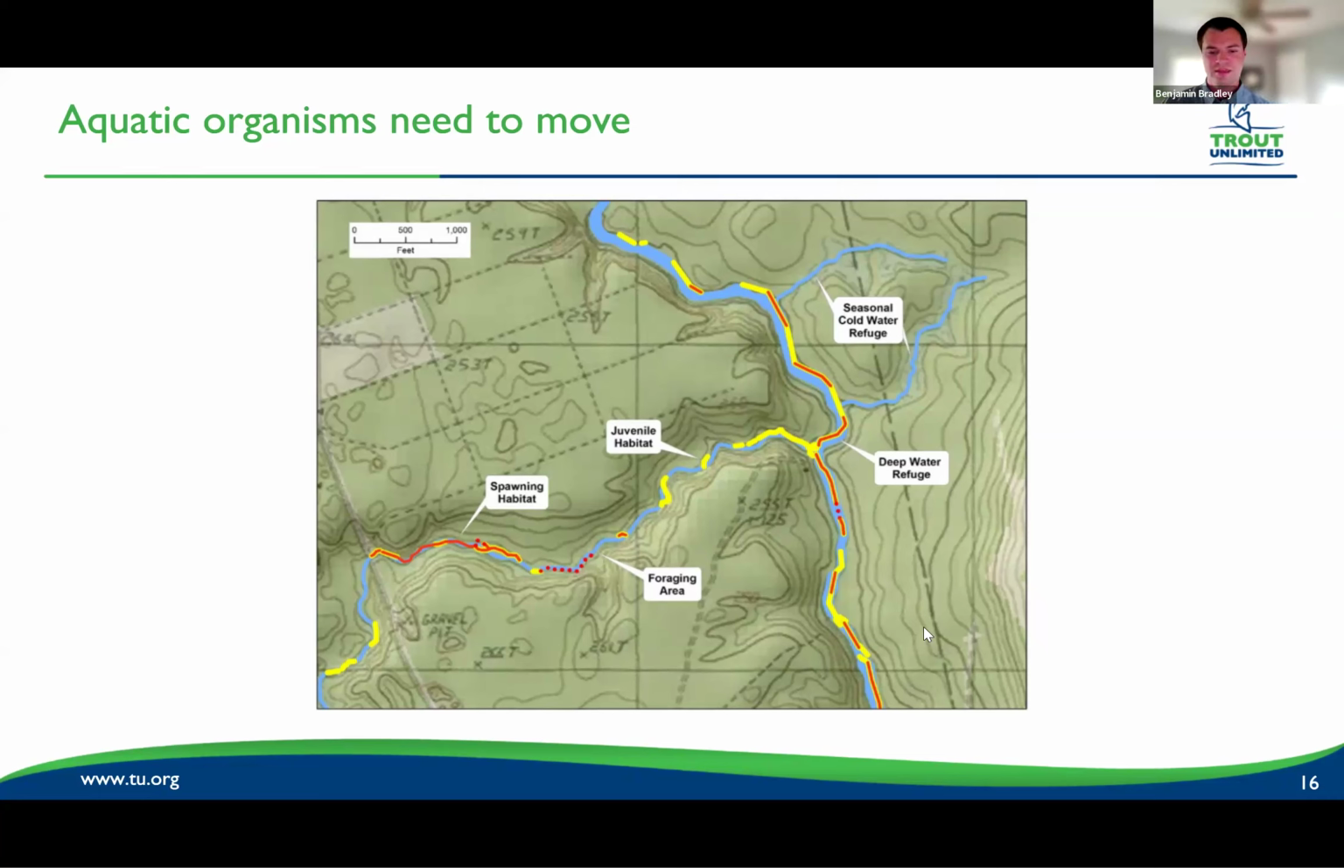But then a lot of times in the summer, we notice that in our larger rivers, the water temperature starts to increase.